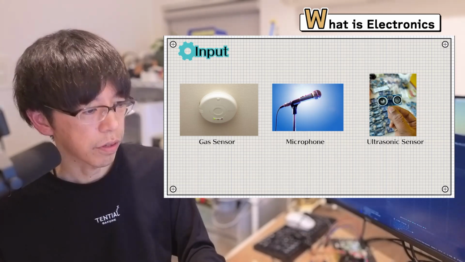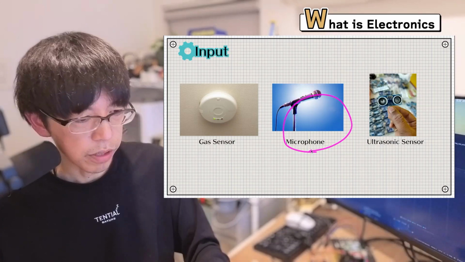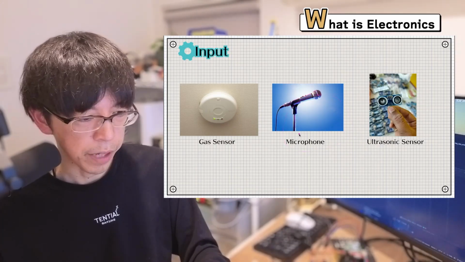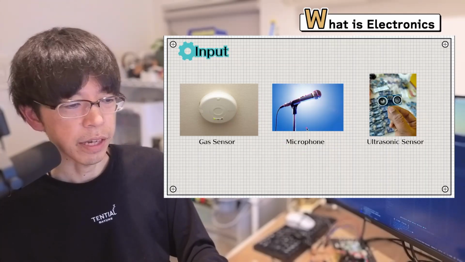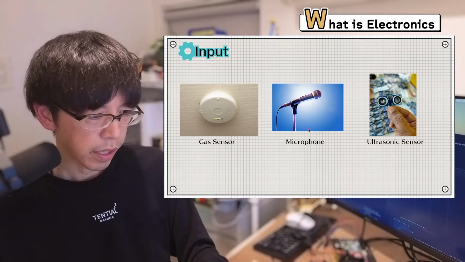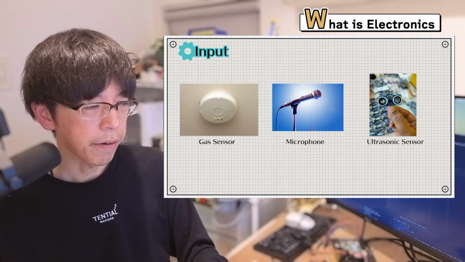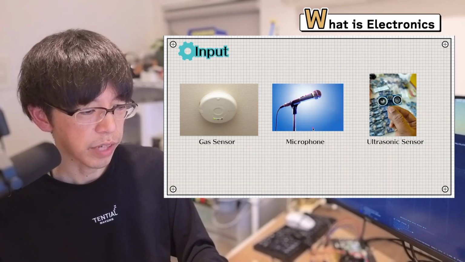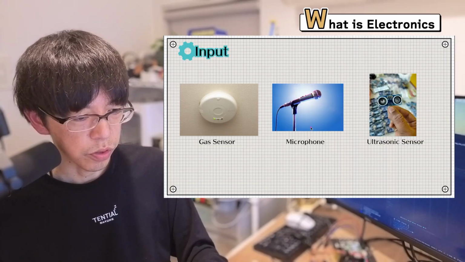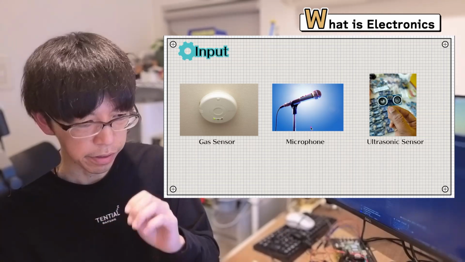Sometimes smoke. Okay. Then next, microphone. Of course, everyone knows a microphone very well. A microphone can detect our voice or a sound, and a very precise microphone can detect the very small and tiny noise or sound.